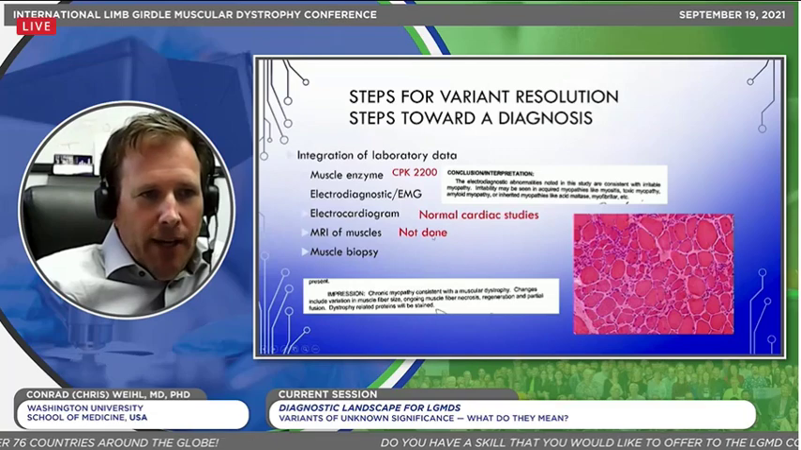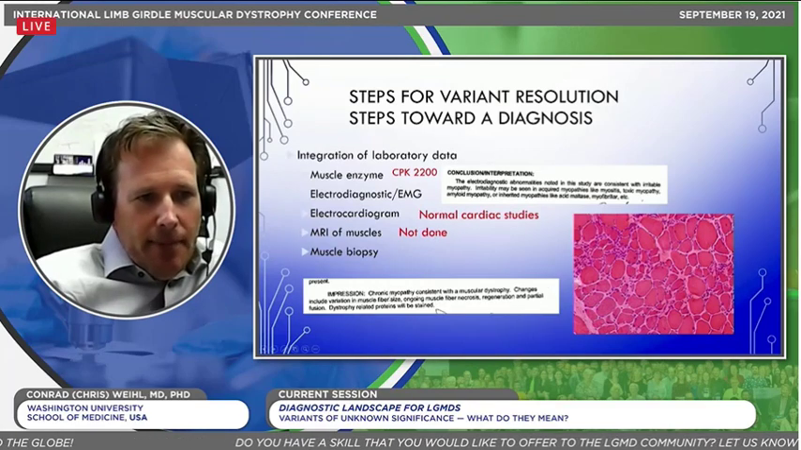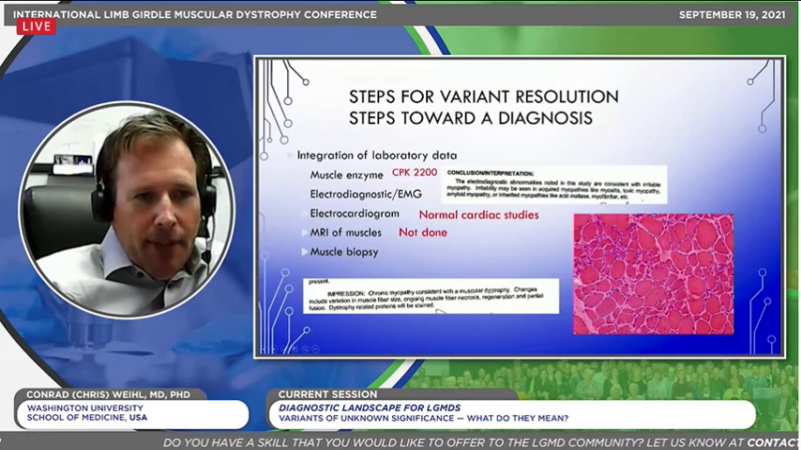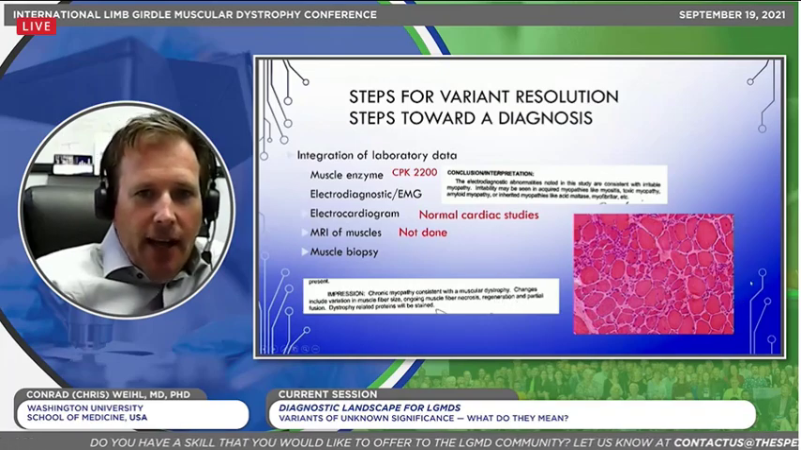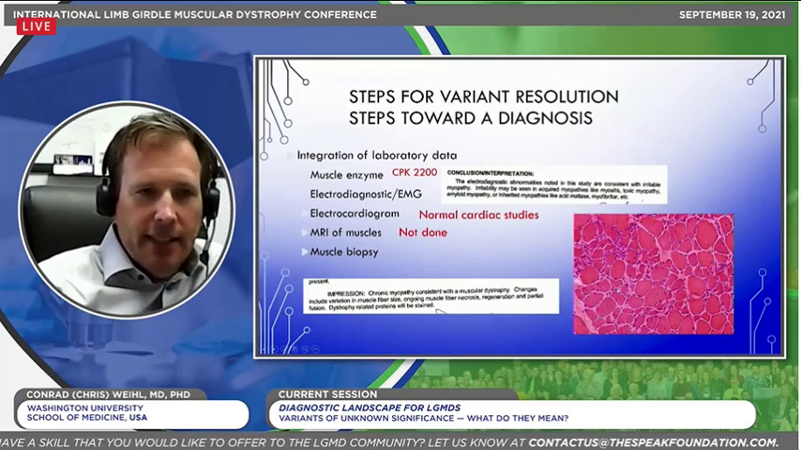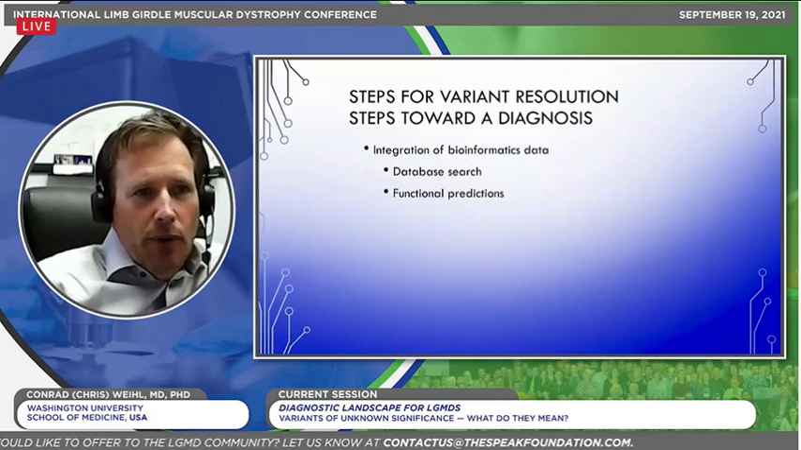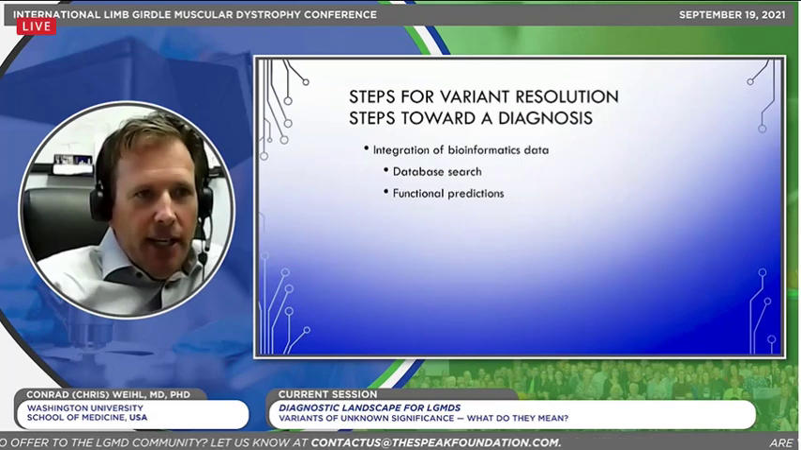We did not do an MRI on this patient. He did have a muscle biopsy. His muscle biopsy showed chronic myopathy with muscular dystrophy. Again, helpful for me to know that he had a muscular dystrophy, but nothing specific telling me that he had a certain subtype. We then go and we become geneticists in some ways.